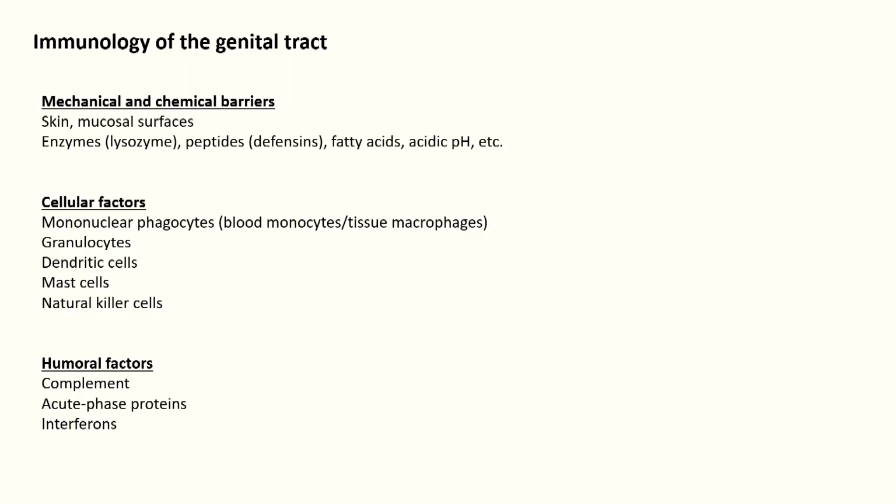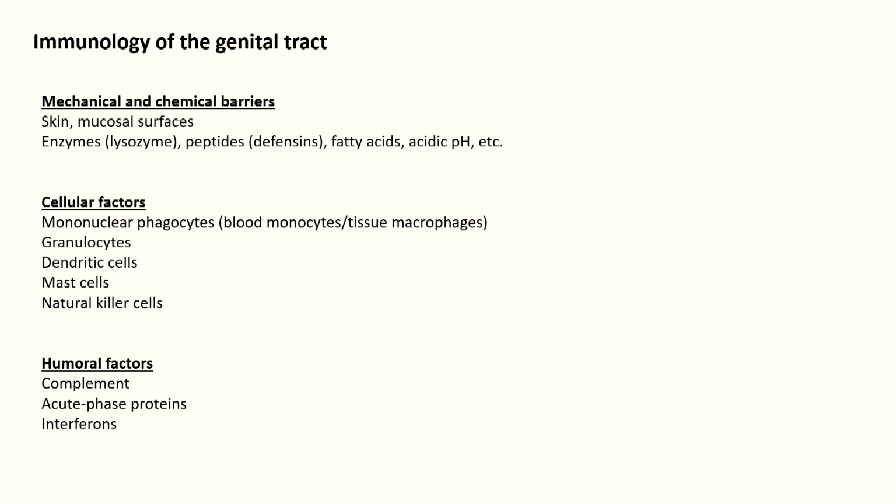So let's focus on genital tract immunology and see what unique things there are in both the female and the male reproductive systems. We'll focus on a few things particularly related to the barriers. These are lined by the skin and the mucosal surface. There are enzymes secreted, such as lysozymes, which can degrade or cleave the cell wall of pathogens, particularly the bacterial cell wall. We do have peptides secreted in those areas, such as defensin. These are antimicrobial peptides. We also have fatty acids and acidic pH. It's well known that the vaginal epithelium is mostly acidic in nature.